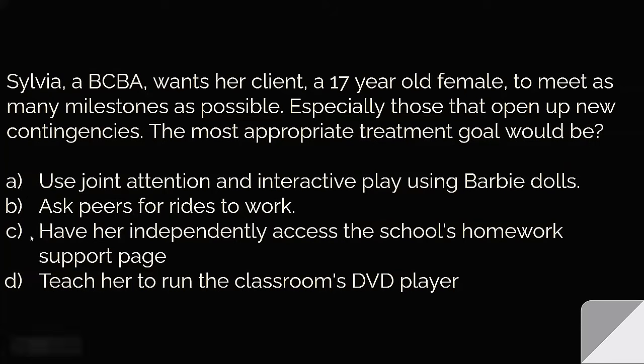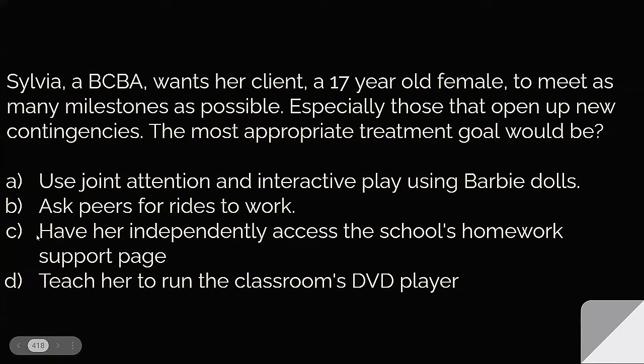Then C, have her independently access the skills homework support page. Okay, so if you can access the support page, you get feedback from whoever, but you can also independently access other pages, and clearly the internet has lots of pages to view. So that's where I'm going. Well, okay, if you can access a page, you can access other pages, that seems to open up more contingencies than A or B. And then we just have to compare it to D.